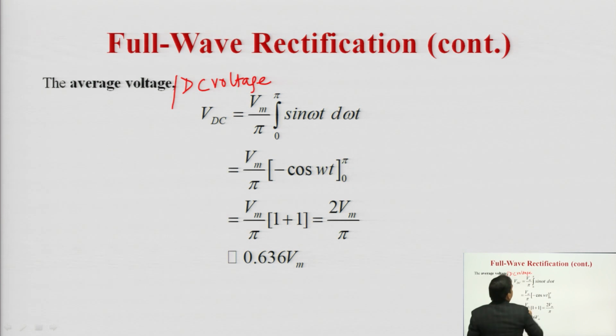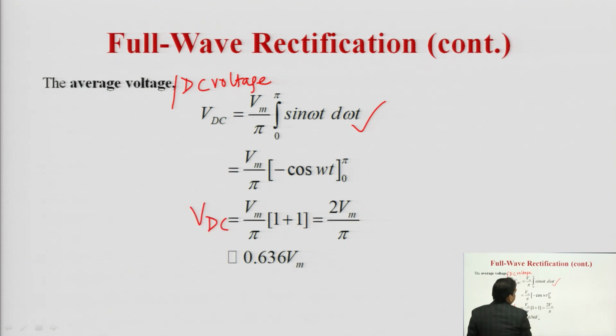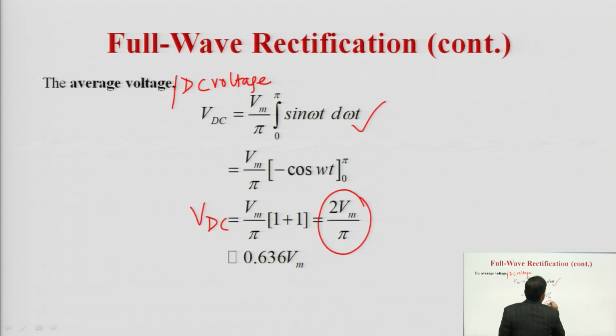So VDC is again 1 by pi integration of 0 to pi Vm sin omega t d omega t. So again if we perform the integration, VDC is nothing but 2 Vm by pi. So we can compare the result here: for the half wave rectifier it was only Vm by pi, but for the full wave rectifier it gets double.